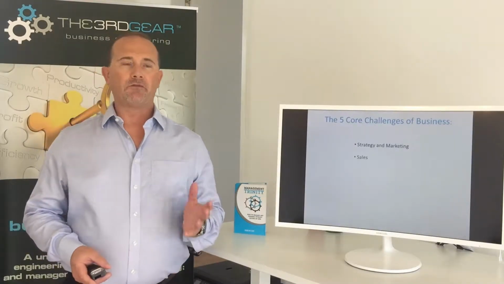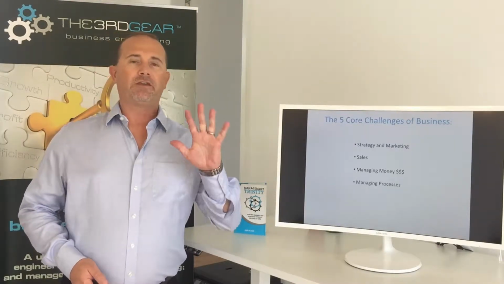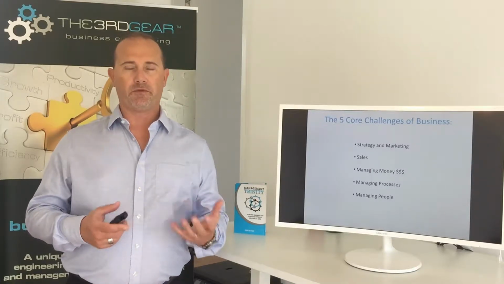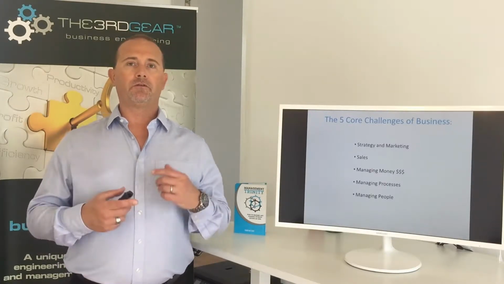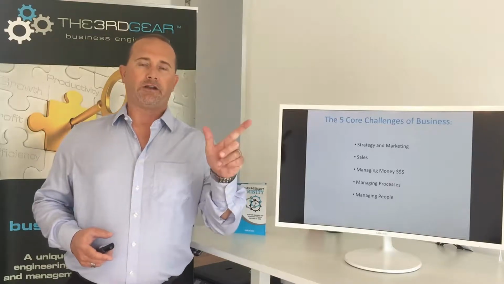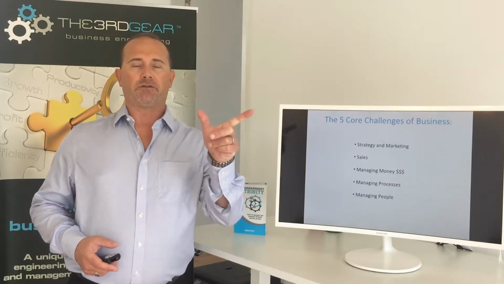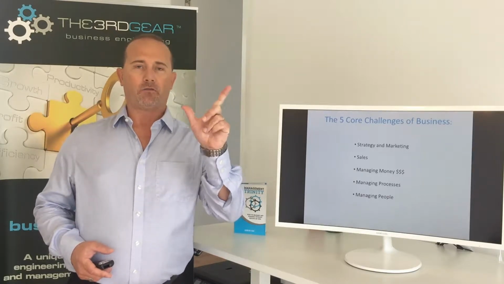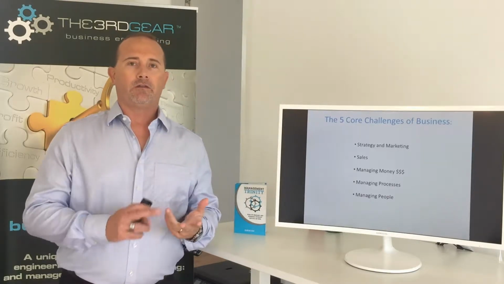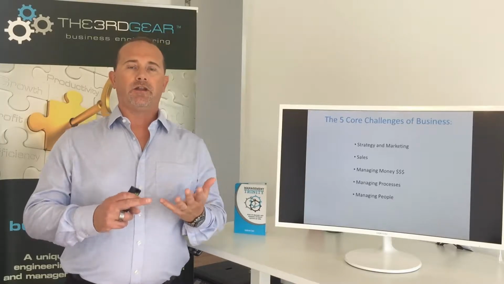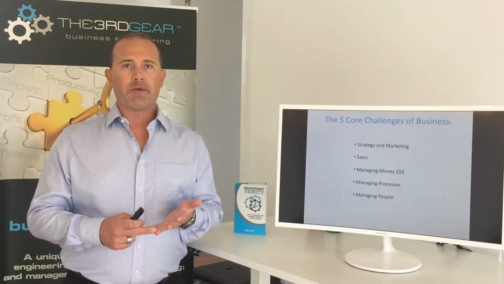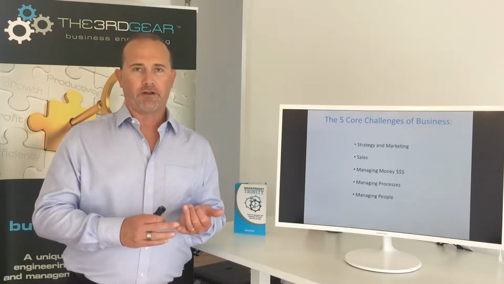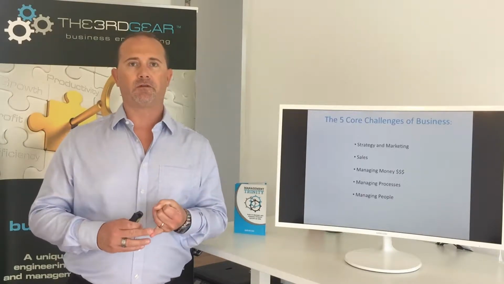So the first thing I want to cover is the 5 key things that every business needs to get under control in order for that business to be successful. The first is your strategy and marketing, which we put together. They're 2 separate things, but we classify them as one because they're so closely linked. The next is the sales. Then after that, you've got to get your financial management processes in place, then your operational processes, and finally, the people side of the business.